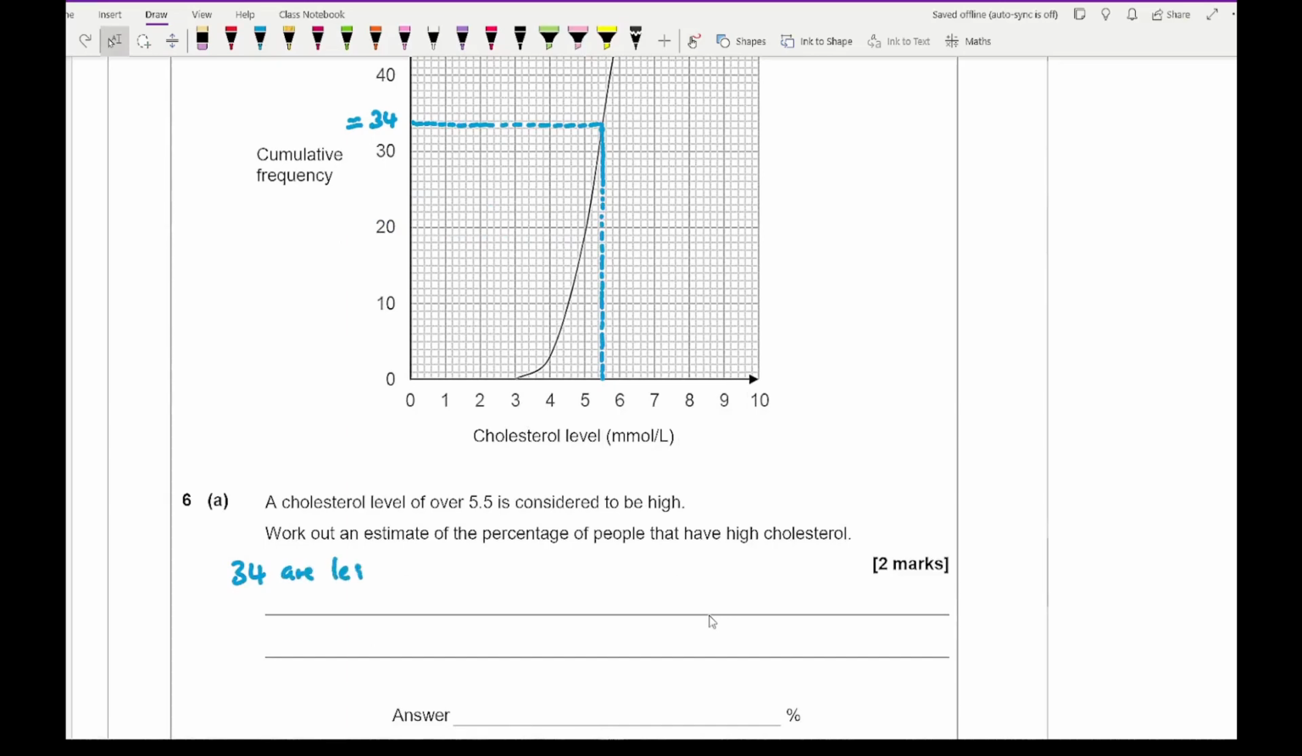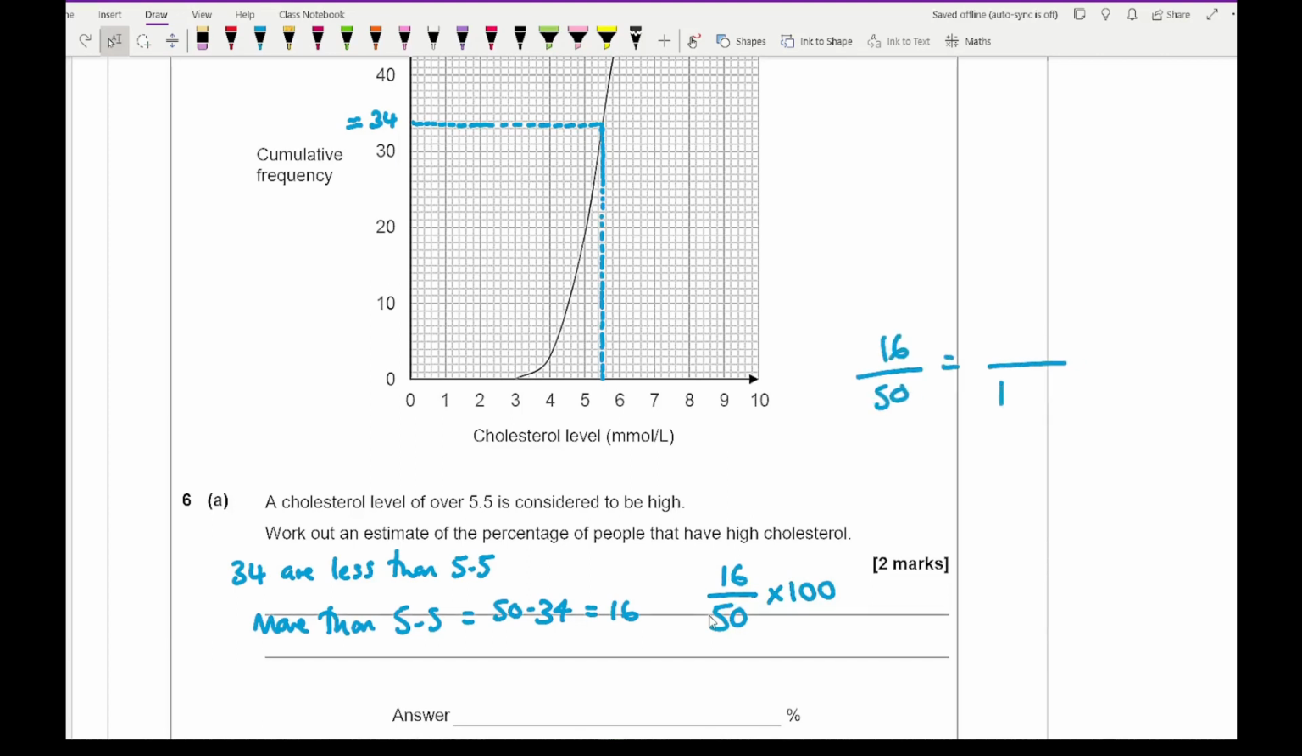are less than 5.5. So I want to work out the people that have more than that. More than 5.5 is going to be 50 minus 34, which is 16. I then need to work that out as a percentage, so 16 out of a total of 50 people, multiplied by 100. Basically, we're getting the denominator as 100, so if I've got 16 over 50, I want that as a fraction over 100, so I times the top number by 2, and that gives me 32, so it will be 32%.